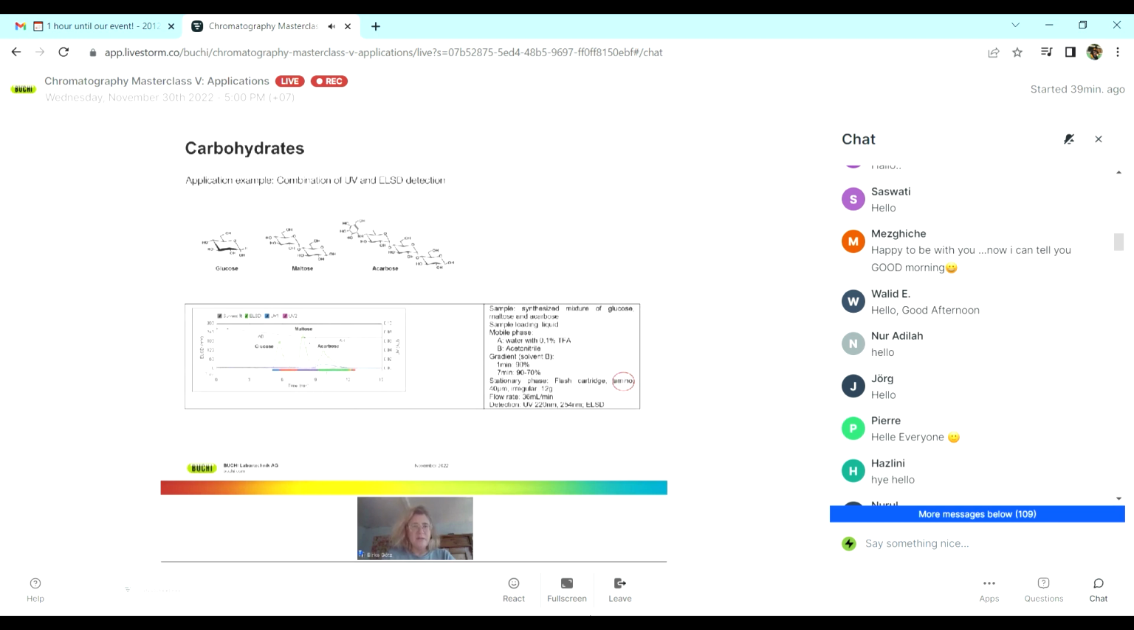Here is the combination of UV and ELSD. We have three different carbohydrates. The glucose and maltose you only see with ELSD, that's the green line. And acarbose, you see a little bit of UV absorption, but very low. So only the ELSD made these carbohydrates visible. By the way, here we used an amino cartridge and a water acetonitrile mixture.